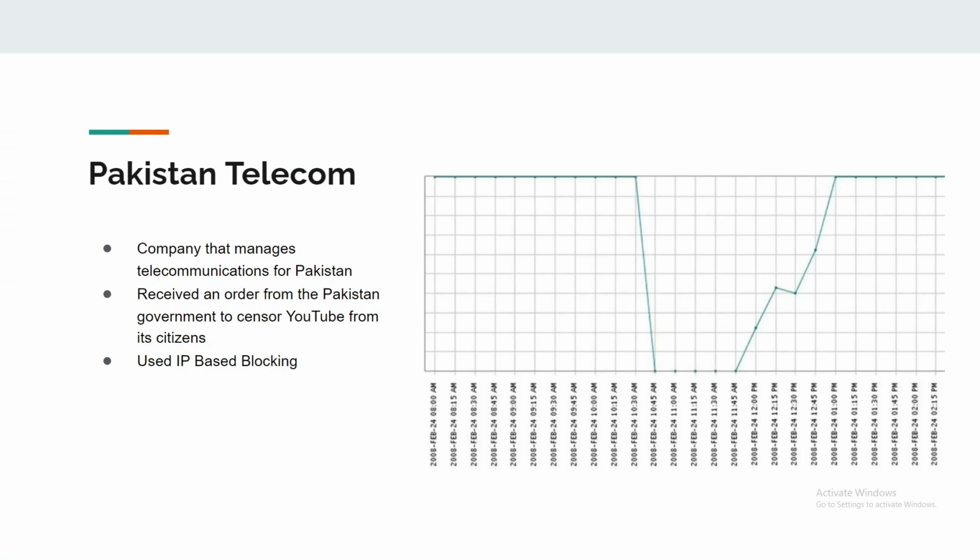So this all started when Pakistan wanted to censor their citizens from accessing YouTube. The way that they went about it was they sent an order to Pakistan Telecom, and they instructed them to find a way to stop their citizens from accessing YouTube at all. What Pakistan Telecom opted to do was to use IP-based blocking. This had an unintended consequence, as you can see to the right, of taking down YouTube for everyone across the globe, not just the people in Pakistan.